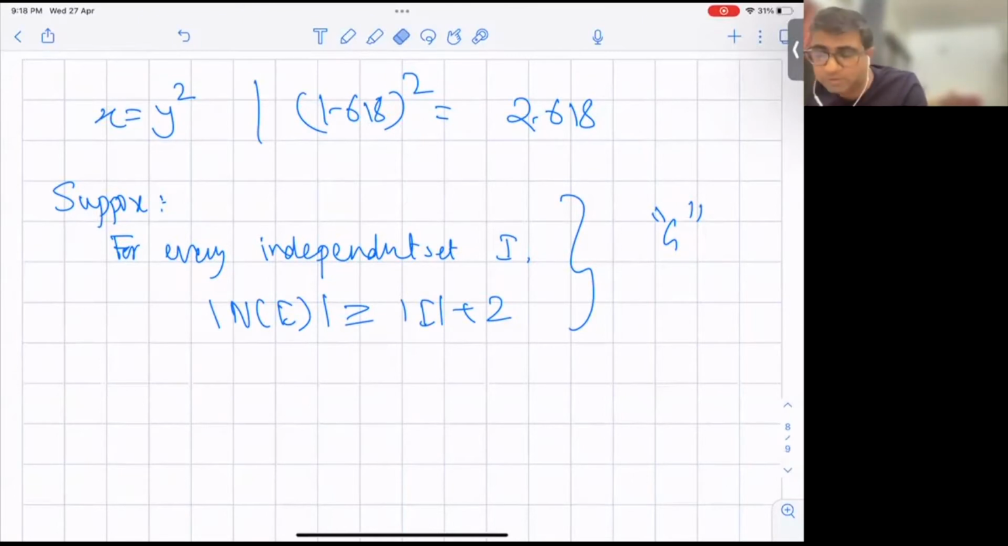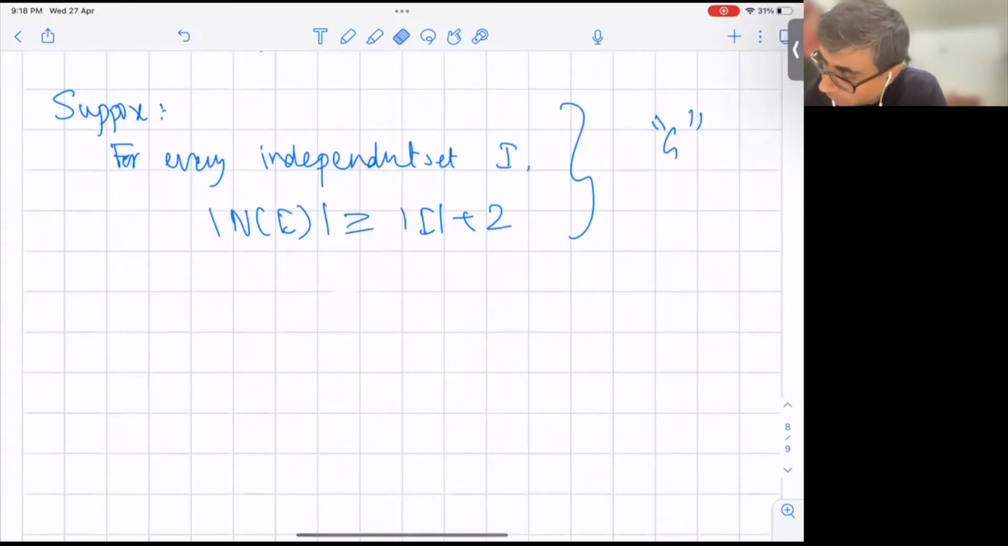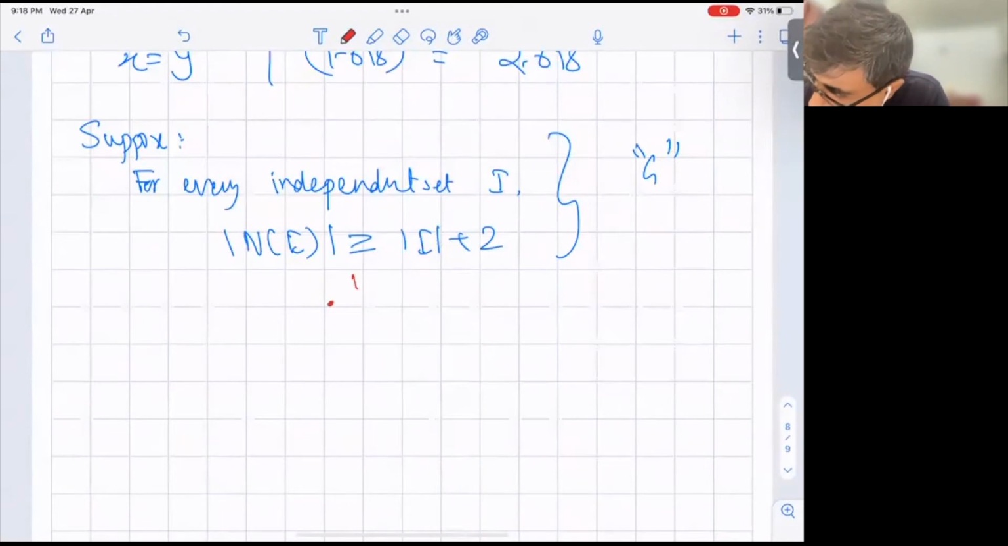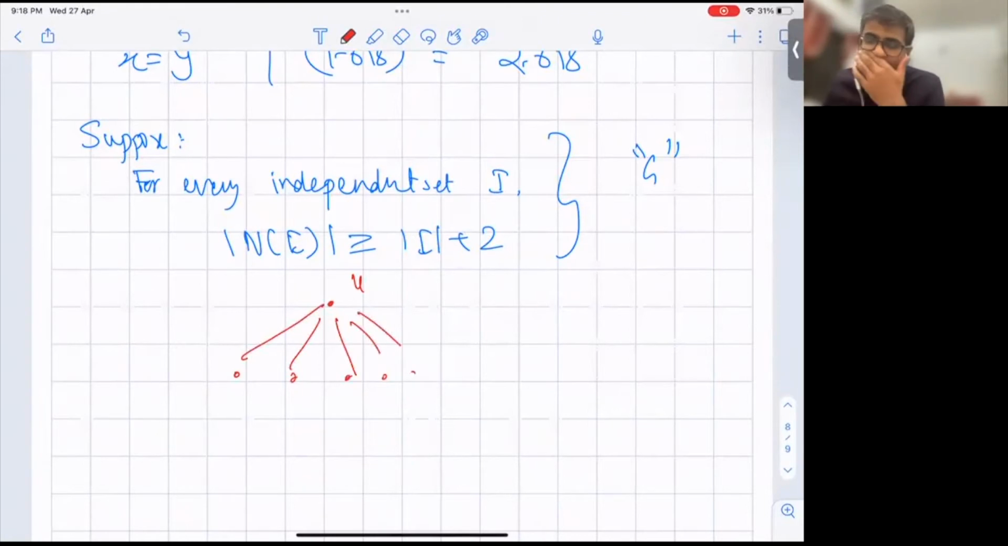Now suppose we had this nice feature, and now we branched. We have a G with a very beautiful property that for every independent set I, the neighborhood of I is greater than or equal to |I| plus 2. We will worry about how to handle such cases. But suppose we have this property, does it imply something when we branch? Now I want to branch slightly nicely, either on u or its neighbors.